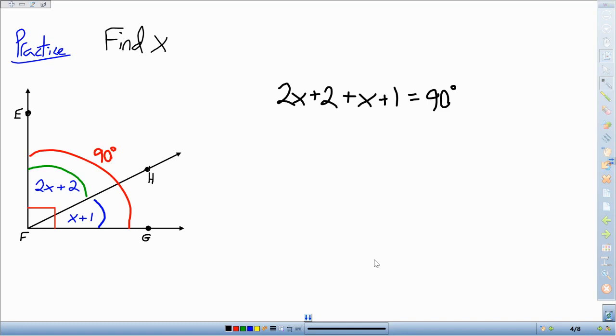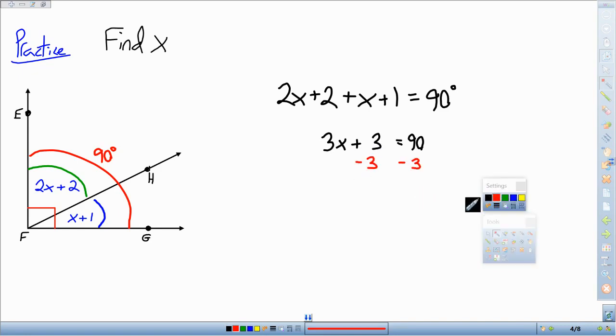Now it's just sort of what we've been doing. I noticed we got some like terms, a 2x and an x. Remember, that's technically a 1x. So a 2x and a 1x gives me a 3x. And then a 2 plus a 1 gives me a positive 3 equals 90. Now I can start solving, dealing with addition or subtraction first. So I'm going to get rid of this plus 3 by subtracting 3. We have to do it to both sides always because we have to keep equations equal. Whatever we do to one side, we have to do to the other. So we got 3x equals 87.